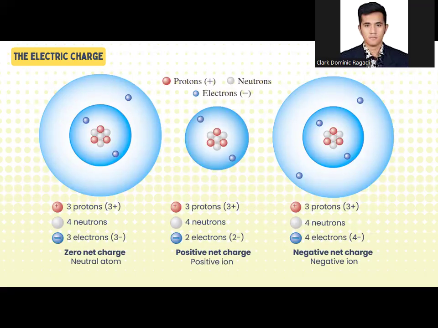So again, let me repeat. If there are more electrons than protons, it's negatively charged. And if there are fewer electrons than protons, it's positively charged. And if there are equal numbers of protons and electrons, it will result to no charge, or a neutral atom.